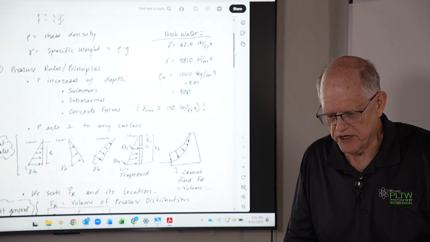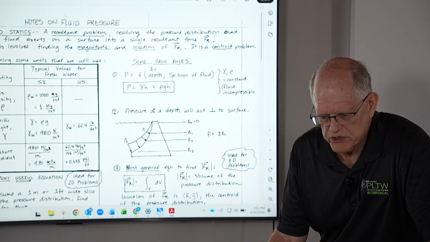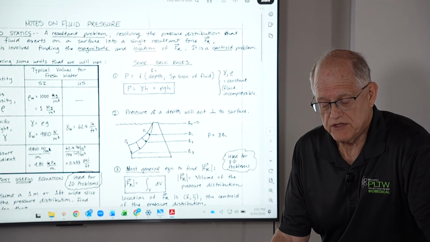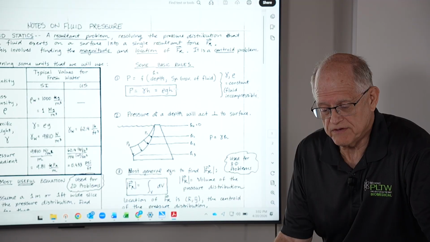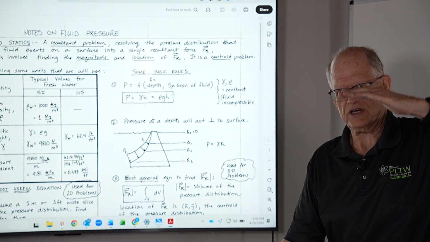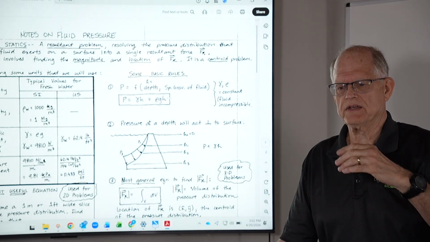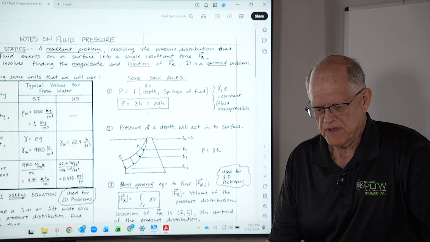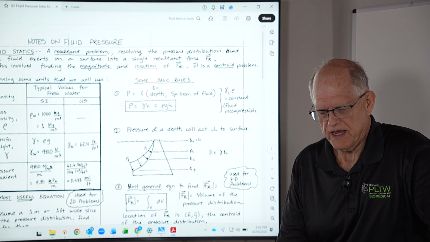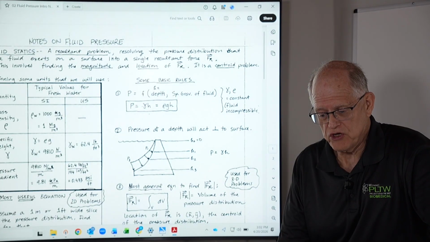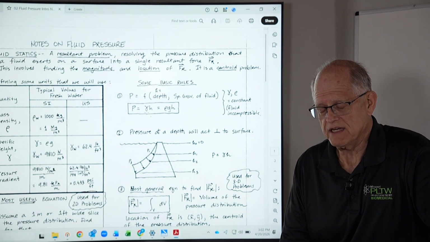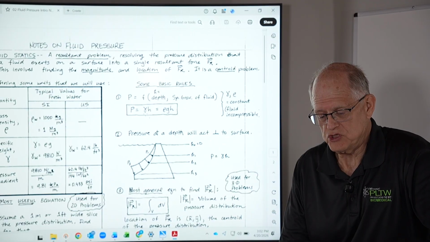So some rules about fluid pressure that you need to know. Pressure is equal to rho g h, where rho is a mass density, g is a constant of gravitation, and I like to use h as a depth from the free surface. Some books use z, but I'll refer to it as h. So rho g h, but I prefer to use gamma. So gamma is a specific weight, and that's equal to rho times g.